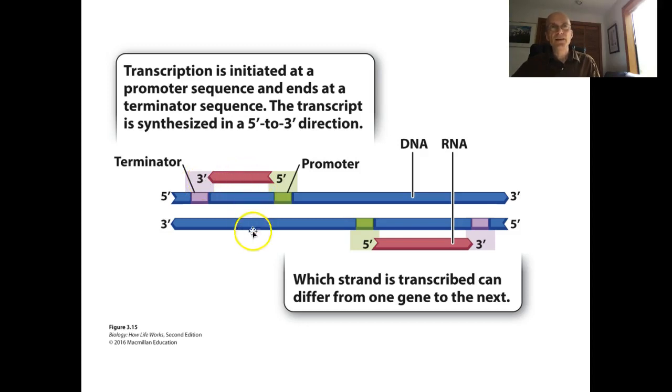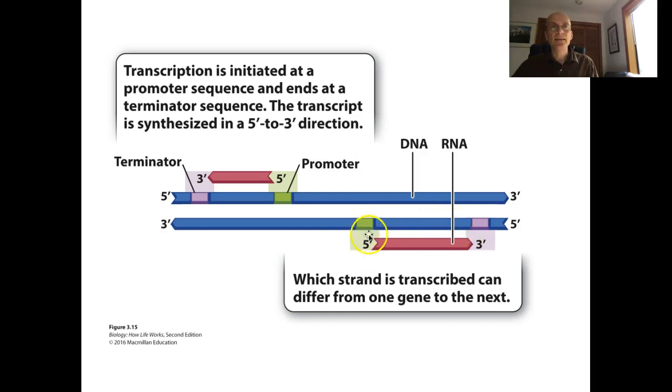Now, there are 2 strands to the DNA, and it doesn't really matter which strand serves as the template. For this particular gene, for this transcript, that bit serves as the template. But it's also possible that the other strand can serve as the template. So you see here, in this case, the lower strand serves as the template for this particular gene.